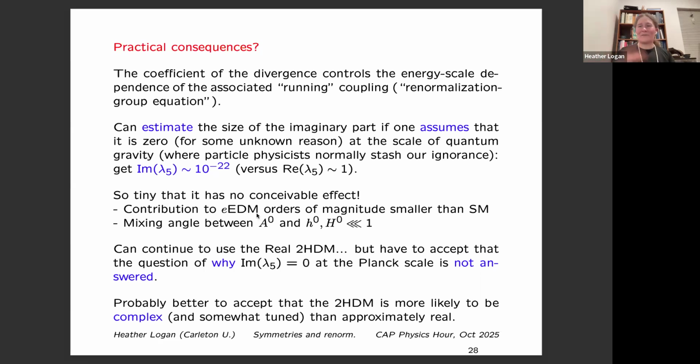Electron EDM, tiny effect. Mixing between the CP odd and CP even eigenstates of the Higgs fields, super, super tiny, right? And so you can continue to use the real 2 Higgs doublet model, but this all rests on why should this be 0 at the Planck scale? There's no reason. We don't know any reason why that would be the case. So probably better to accept that this is actually a potential new source of CP violation, which is somewhat small, so we haven't seen it yet, rather than this is exactly real.